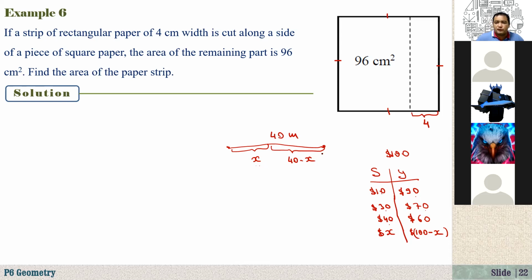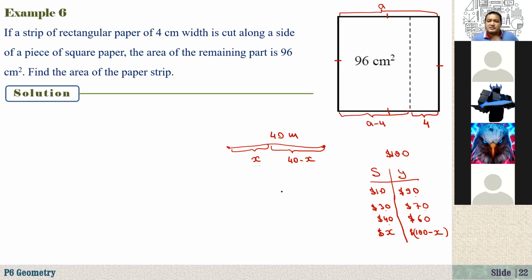Now I'm asking this question for you again, Yasmin. Suppose that the length of this square is, let's say, A centimeters. If I just cut off 4 centimeters from this side, what will be the remaining part? It's going to be A minus 4. That's it.